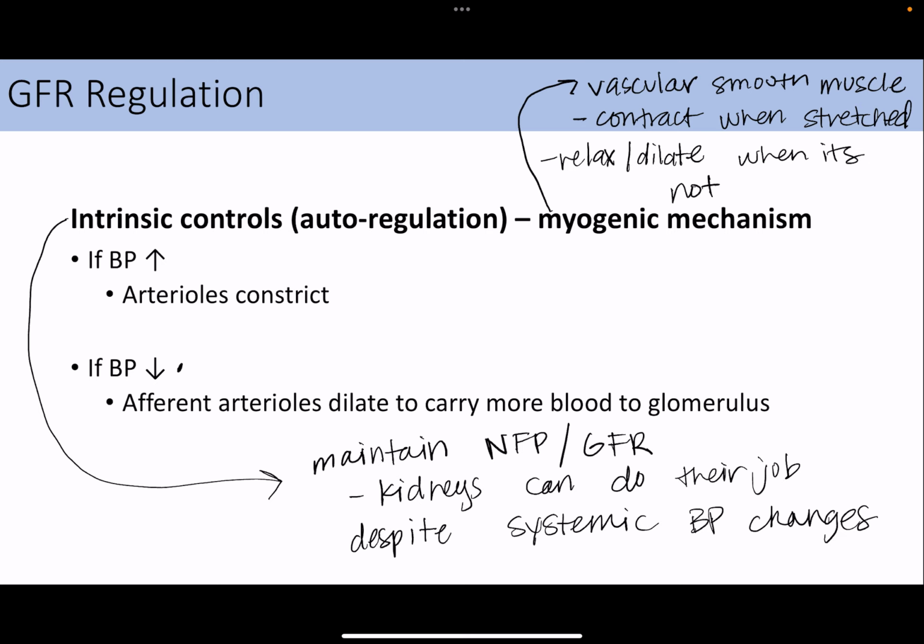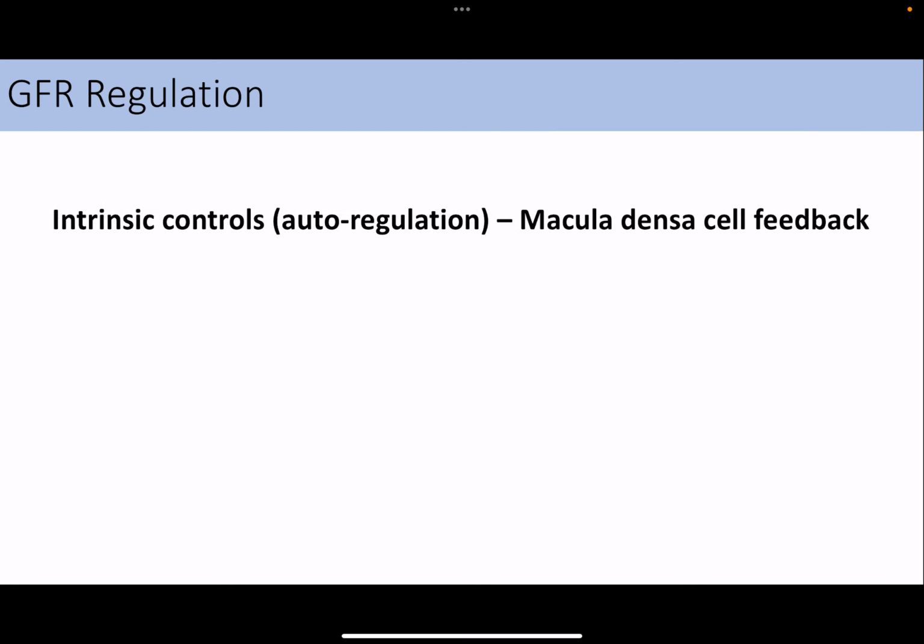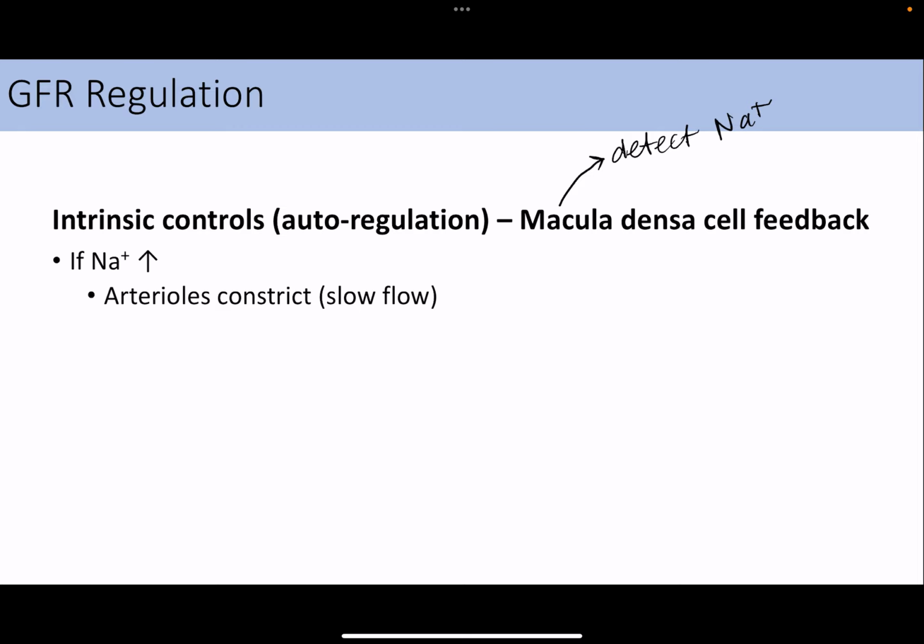All right, questions about the myogenic mechanism? Okay, the next mechanism is macula densa cell feedback. So we said before that the macula densa cells detect levels of sodium. And it's detecting levels of sodium in the filtrate. This is not in the blood, but in the filtrate.